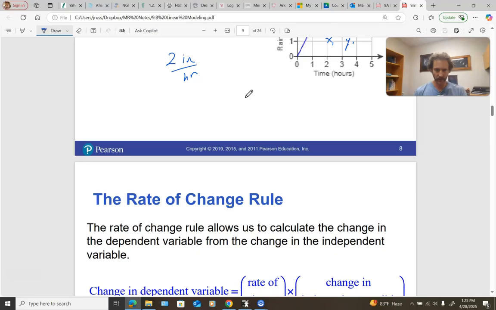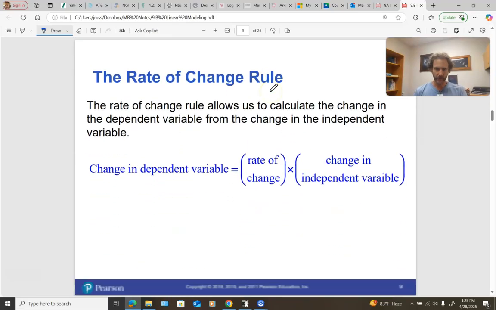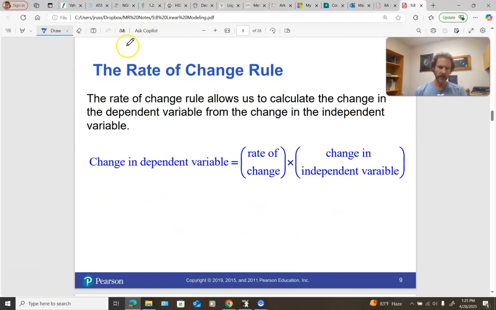But anyway, all right, we'll continue. Okay. So now we're going to talk about this rate of change rule.